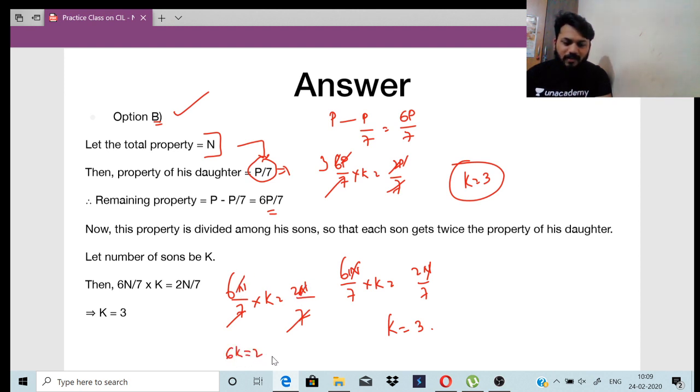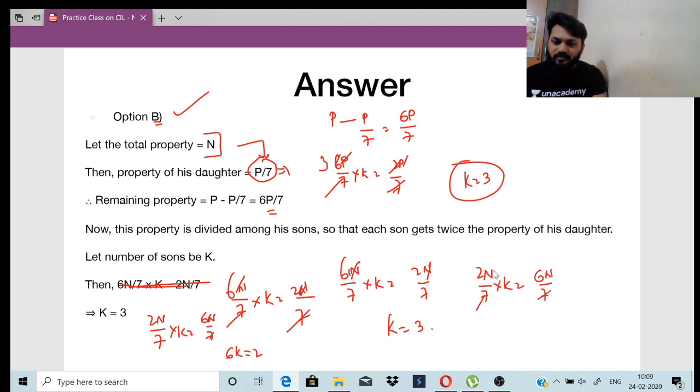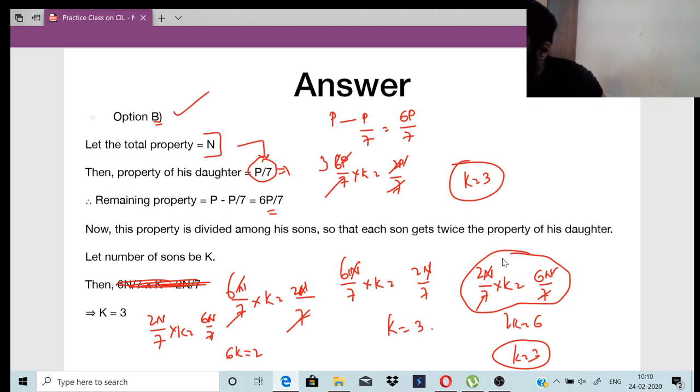Sorry, it had to be reversed. It will come as 1/3 otherwise. It should actually be 2N/7 into k is equal to 6N/7. So write this equation the other way around. 2N/7 into k is equal to 6N/7, the 7N cancels, so 2k is equal to 6, so k is equal to 3. So don't follow the earlier one.